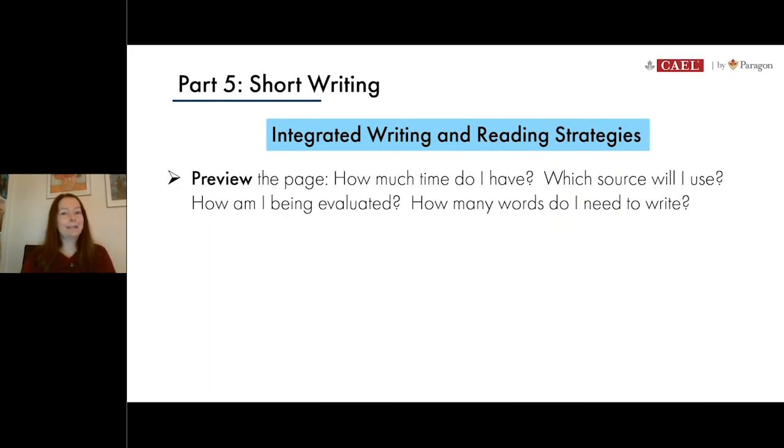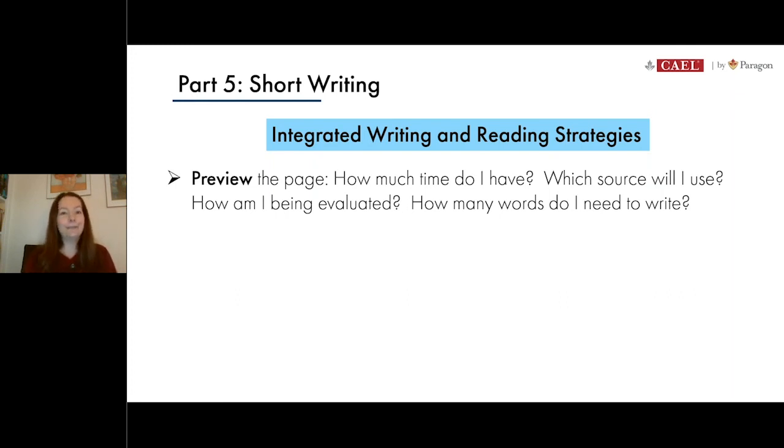The very first thing we always like to do when we start any type of question, whether it's a test or an assignment, is preview the page quickly. Figure out exactly what it is you're meant to do and how you're going to be evaluated. As we've been talking over these last several weeks, we know by now that in part 5 of the CAEL test, you're always going to have 10 minutes to write the paragraph. You're always going to be writing at least 100 words, and the evaluation will be the same. The raters always look at your content, your use of the source materials, and your vocabulary. So you shouldn't need to read all of that again in detail in the test itself. You know this by now, so don't waste your time reviewing that all over again during the test.